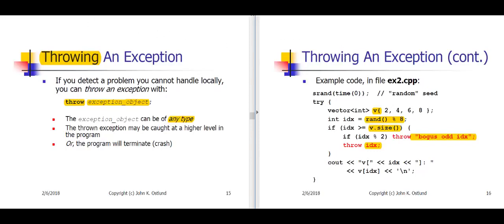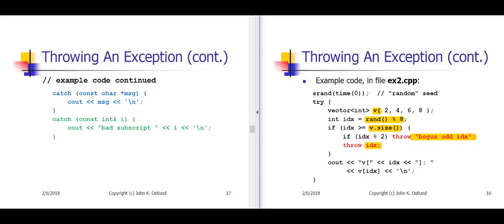In the remaining part of this code on slide 17, I have a couple of catch blocks set up below the try block, the first of which will catch a thrown string, that is, a thrown pointer to char, and simply display whatever that message is. The second of which will catch a reference to an int and print out a message saying bad subscript and whatever the int is.